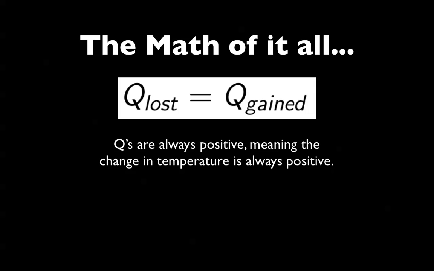All right. Another way to look at it, for those of you that understand absolute values in math, the delta T in your equations is always the absolute value of it.